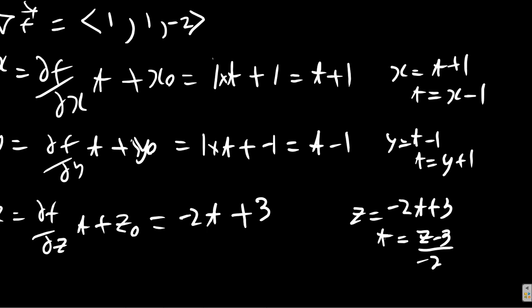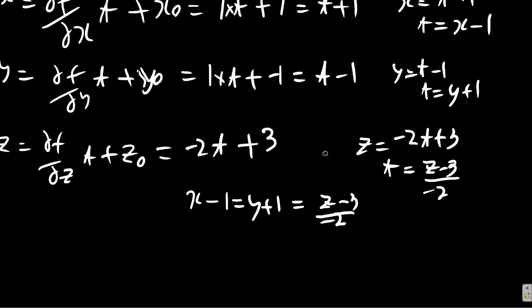So what we could do is equate all the t's. t is equal to t. So you say x minus 1 is equal to y plus 1 is equal to z minus 3 over negative 2. Alright? So here we have the equation of our normal line.